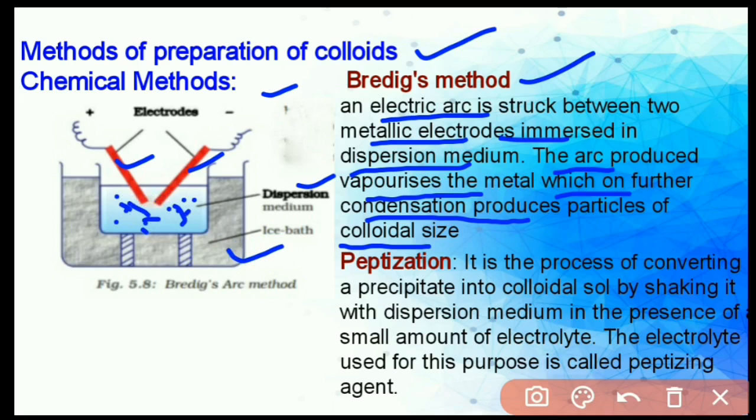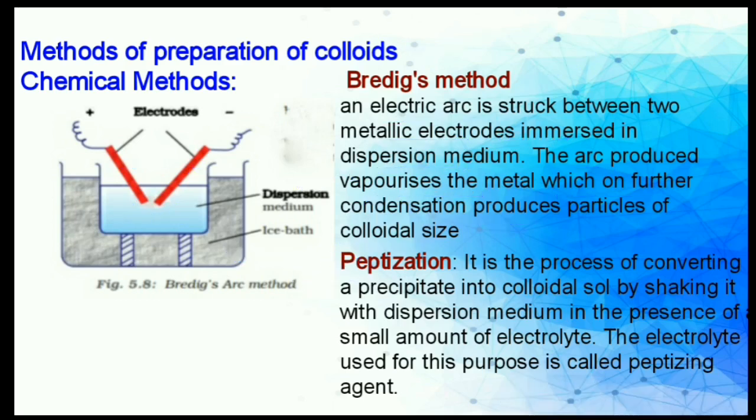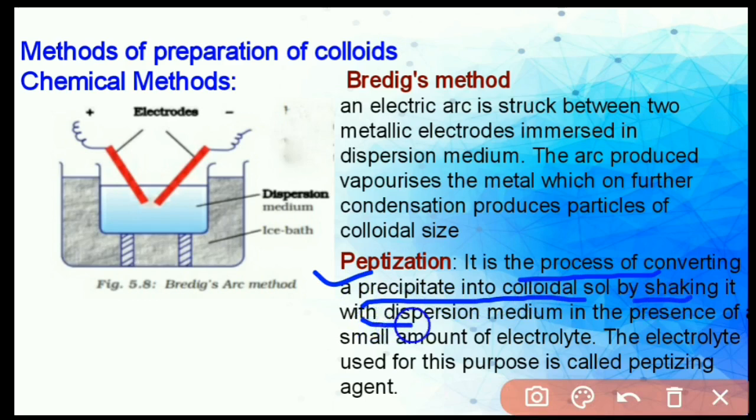Next chemical method is peptization. It is the process of converting a precipitate into a colloidal sol by shaking it with dispersion medium in the presence of a small amount of electrolyte. So it is just the opposite process of coagulation and makes a colloidal solution. And the electrolyte used for this purpose is called a peptizing agent.